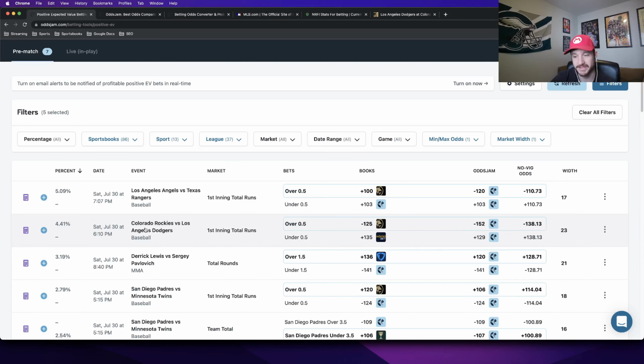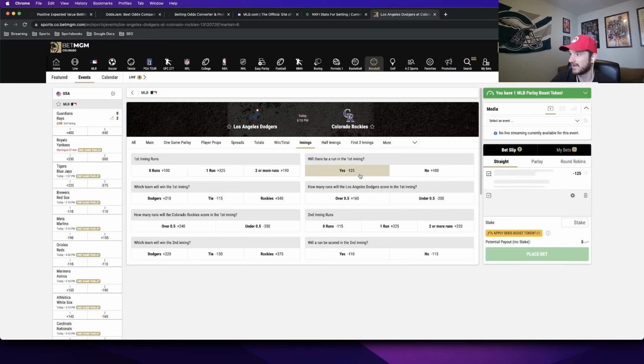And this number can be viewed as your mathematical profit margin or your percent edge over the sportsbook. So for every $100 bet on this in one individual bet, yes run first inning, you could figure to profit $4.41. So all in all, everything checks out from a math perspective. So I'm actually going to go ahead and lock this in.